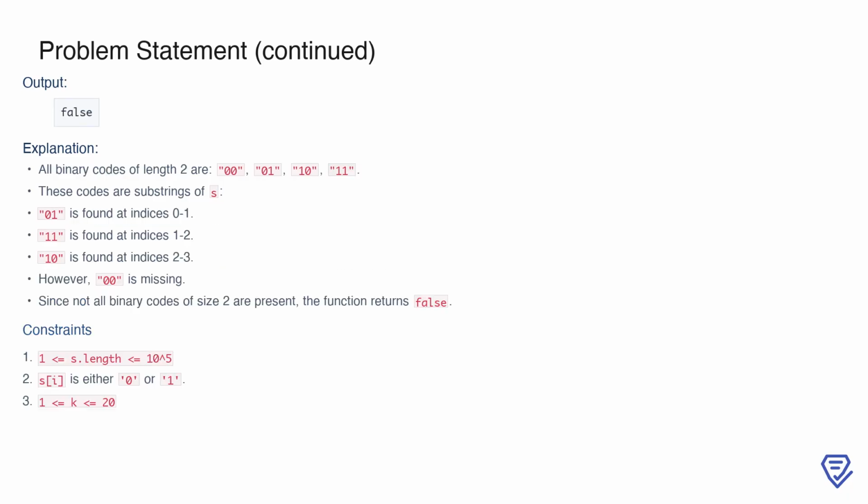In the third example, the binary string s is again 0110, but this time k is 2. Now, we are looking for all binary codes of length 2, which are 00, 01, 10, and 11. In the string s, we can find 01 at indices 0 to 1, 11 at indices 1 to 2, and 10 at indices 2 to 3. However, the code 00 is missing in the string. Since not all binary codes of size 2 are present, the function returns false. This example highlights that even if most codes are present, missing just one code leads to a false result.